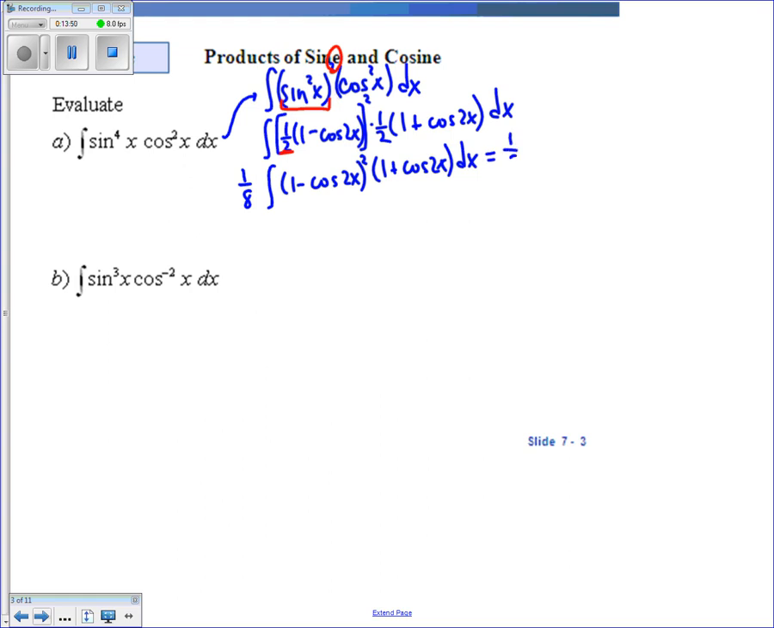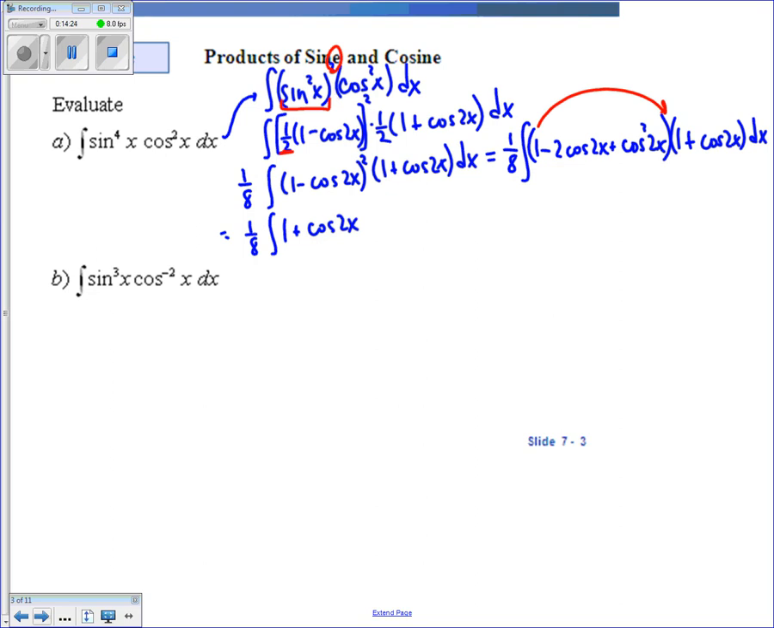So I'm going to have 1/8. I have the integral of (1 minus 2 cosine of 2x plus cosine squared of 2x) times (1 plus cosine of 2x). Okay, and we need to use the distributive property and actually expand that all out. So this is going to be 1/8. The integral 1, I'm going to do 1 times each of the terms in the second parenthesis, so 1 plus cosine of 2x, and now I'm going to do the second term times each one of them, and then I'll do the third term times each one of them.